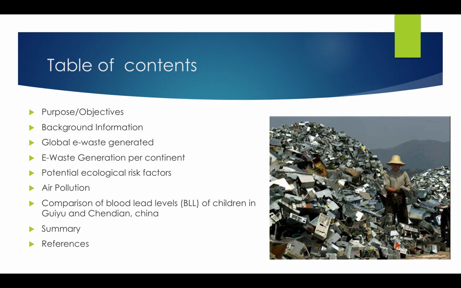Table of contents. First I will cover the purpose and objectives of the presentation, followed by a brief background about the e-waste. Next is a set of 5 varying graphs. First is a linear graph, which shows global e-waste generated. Next is about the e-waste generation per continent. After that, we will talk about the potential ecological risk factors. And after that will be a graph about air pollution. And the last one is a comparison of blood lead levels in children in Guiyu and Xinjiang, China.